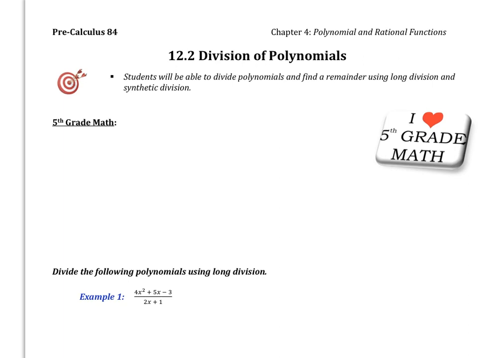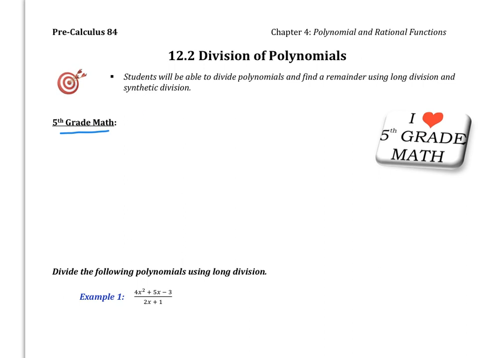All right, welcome to 12.2. In this section, we're going to talk about the division of polynomials, and we're going to use the idea of long division, and then we're going to talk about this idea of synthetic division. All right, I'm going to start with something that we're probably familiar with, and that's why I call it kind of fifth grade math. We're going to talk about long division using just regular numbers, and use that as our guide in terms of long division for our polynomials.